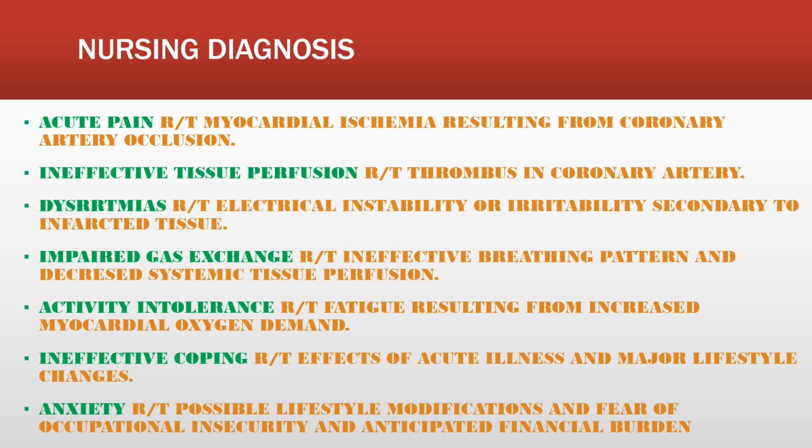Ineffective coping related to the effects of acute illness and major lifestyle changes, like you've been a chain smoker, you've been an alcoholic, and now you've had to make those major changes. So they are related to your coping mechanisms. And last but never the least, always add anxiety. Any disease condition will cause anxiety for the patient. So always write anxiety as one of the points. Anxiety related to the possible lifestyle modifications or fear of occupational insecurity and anticipated financial burden.